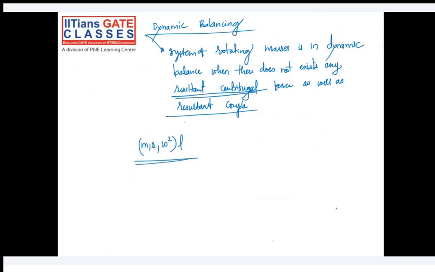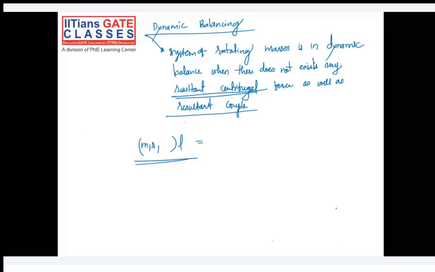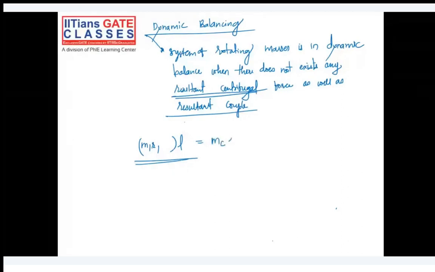And in order to balance it, forget about omega, because whatever mass you put will also have the same omega. So I will cancel this part, and it has to be equal to mc rc lc. I hope you are following this. M1 R1 L will be equal to mc rc lc.